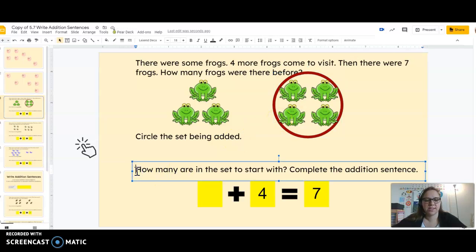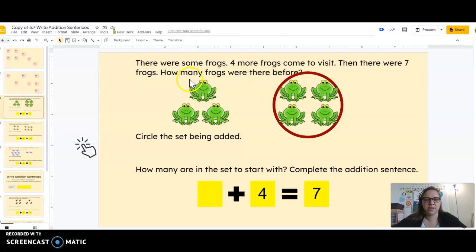My next direction says, how many are in the set to start with? Complete the addition sentence. One way I can do this is by looking at my model or my picture. I have 2 sets of frogs that I am adding together. When I look at each set, I can count how many are in the set. My first set, I have 1, 2, 3 frogs. My next set that's being added has 1, 2, 3, 4 frogs.